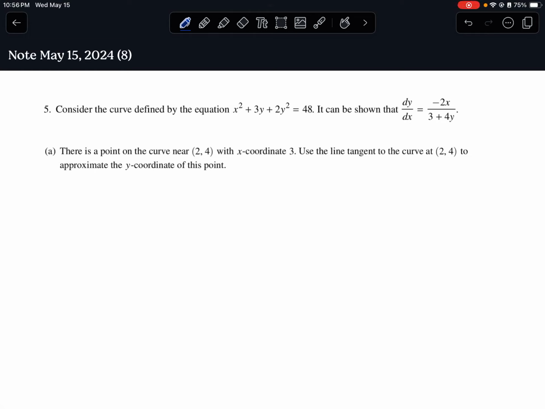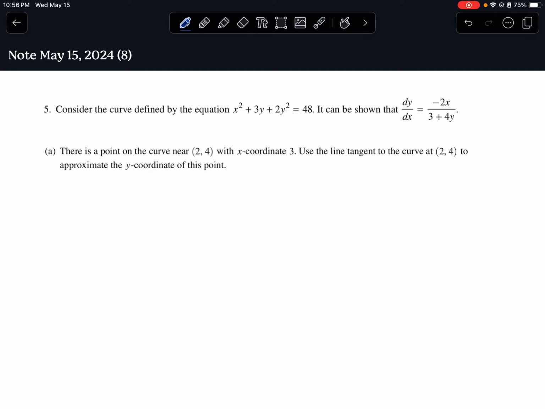Alright, so here we got question 5 of the AP Calc AB portion. For your response, this is no calculator right here. Consider the curve defined by the given equation. That's an implicit equation. Y is not explicitly solved for, so we have an implicit equation right there. And it can be shown that dy/dx is given there.